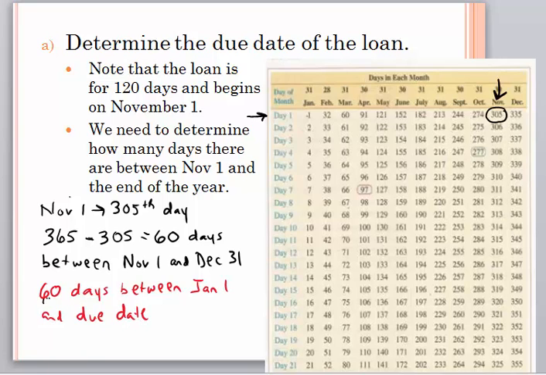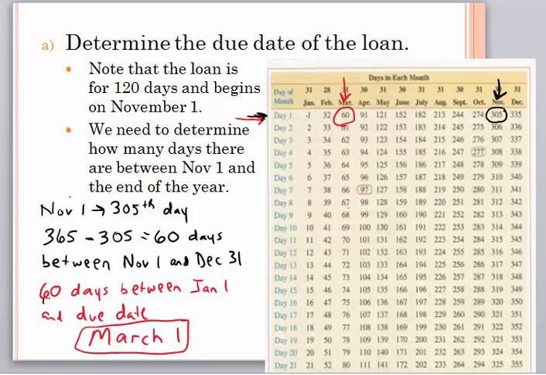And so we can go back to our chart and look for day 60 in the chart. All right, and so that day is going to sit right here. Here's the 60 in our chart. And looking above and to the left of that number, we see that that corresponds to March 1st. And so we now know that March 1st is going to be the due date of the loan. All right, so to recap, 60 days between November 1st and December 31st, the additional 60 days between January 1st and March 1st. The due date of the loan will be March 1st.